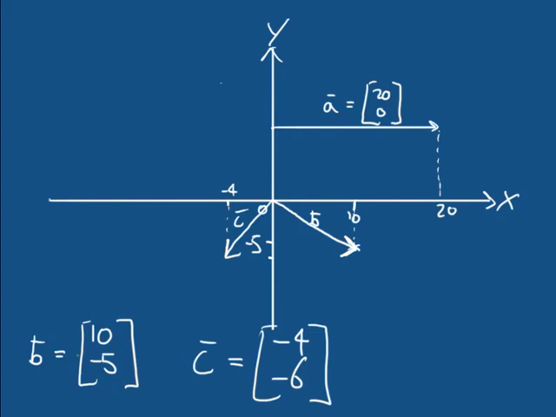So vectors are represented using Cartesian coordinates when we're dealing with vectors in Cartesian space. If we're dealing with a vector in 2D Cartesian space, it makes sense that we'd have an x component and a y component to those vectors.